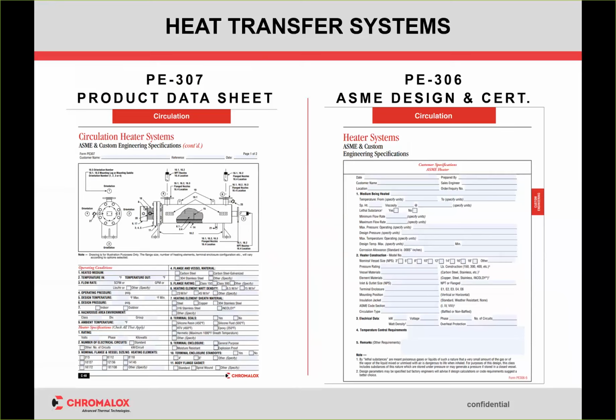And this is the same one on the left that you would use for a heat transfer system. It's going to ask you flow rates, connection sizes. Even though it says circulation heater, you can use it for your systems quote. The ASME data sheet is something I'm bringing up for this, but also for anything else you're dealing with when you're dealing with flanged heaters, circulation heaters.